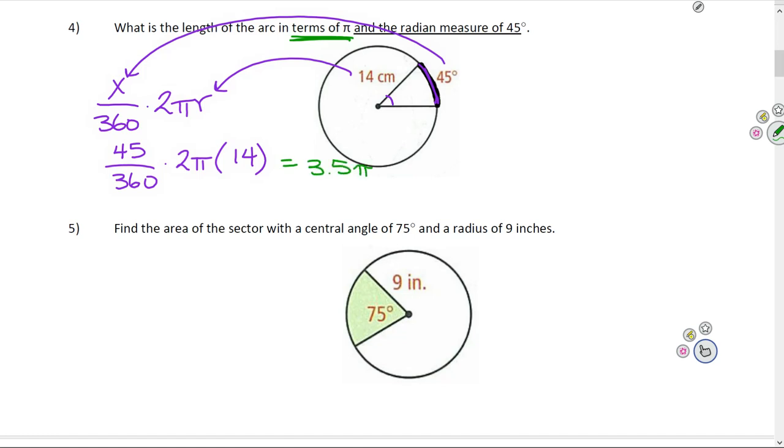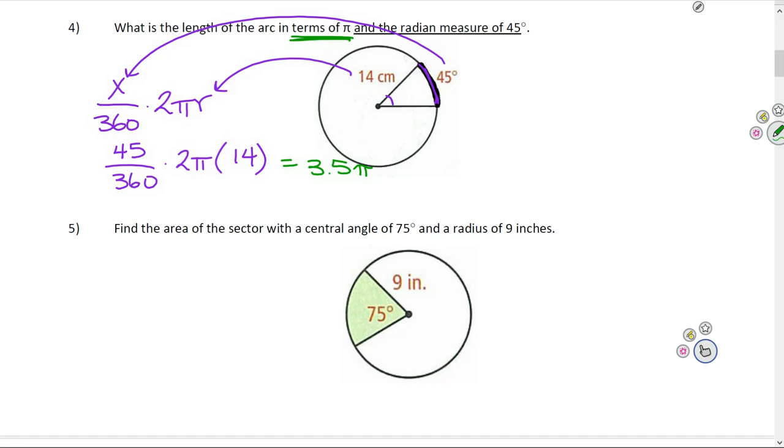So I multiplied 45 over 360 times 2 times pi times 14. And that's 3.5 pi, which is an exact answer. Okay, that's not what most people want to know if they want to know how long this curved part of something is. But mathematicians prefer exact answers.